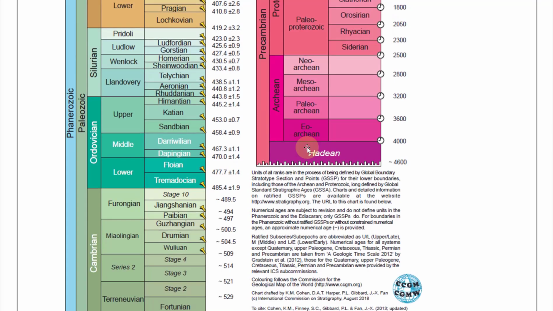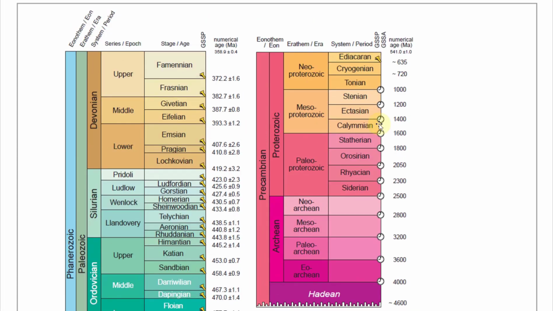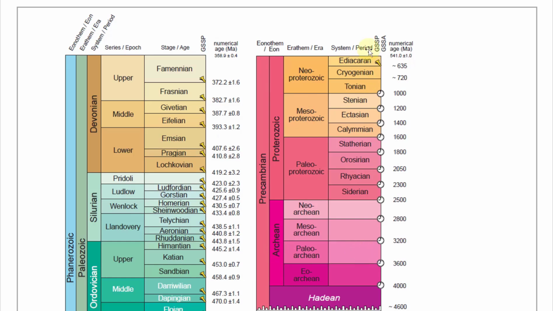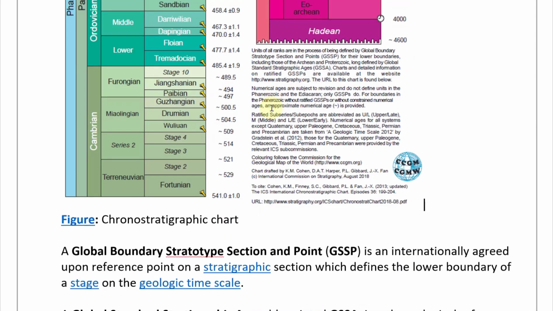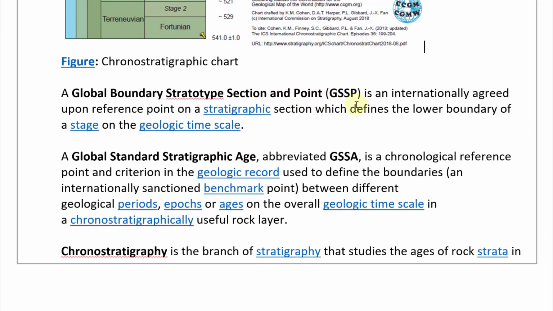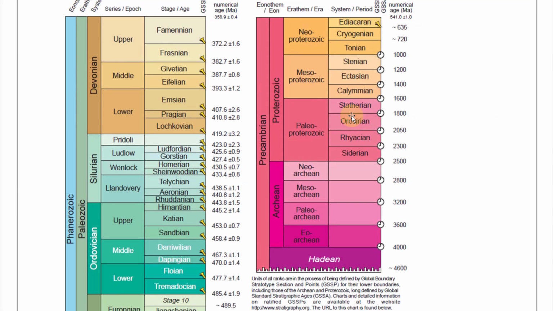And I believe it says over here that this chart uses those for the Archean and Proterozoic periods. Yeah, so it uses it for these right here. And that's the GSSA. It's more like just a general point, versus the GSSP, which is specifically for the stages. The section point is agreed upon and defines a lower boundary of a stage. So this doesn't have a stage there.